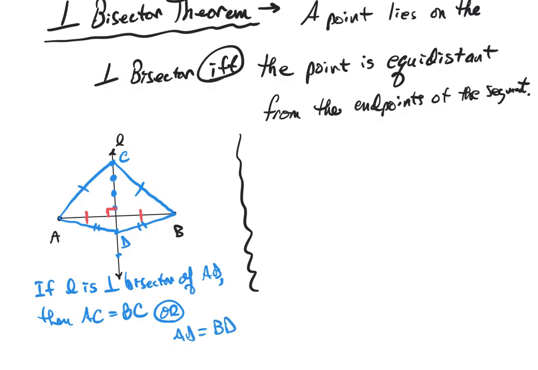So that's one direction. If you have a perpendicular bisector, then any point on the perpendicular bisector will be equidistant from the endpoints. And then the other direction, again, let me get you started with a picture.